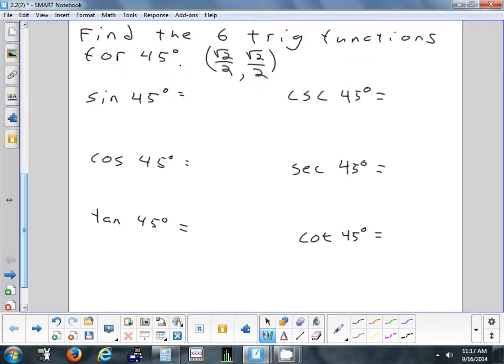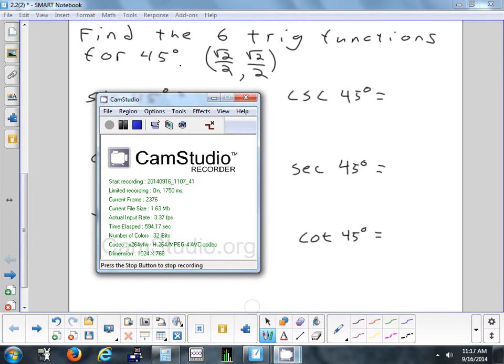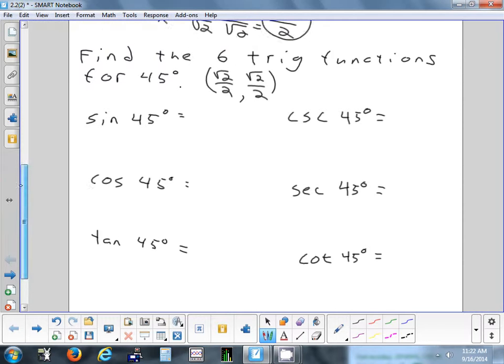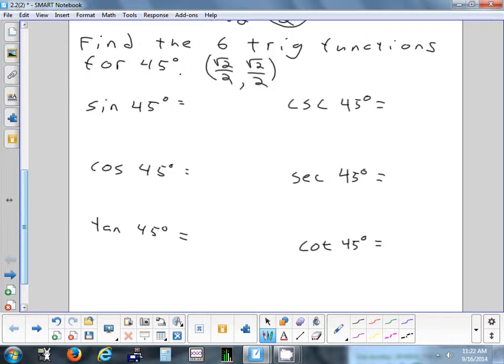All right, so there's your coordinate. Okay, why don't you try that on your own? See if you can figure out the 6 trig functions of 45 degrees, using the same formula as we did yesterday. All right, so we got our coordinate for 45 degrees.